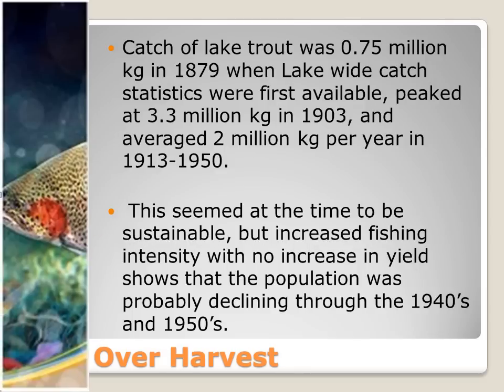Total catch rates for lake trout in all lakes peaked in 1903 at 3.3 million kilograms, but dropped drastically from 1913 to 1950 to 2 million kilograms per year. The consistent overfishing during this period was thought at the time to be sustainable, but is now known to be the leading cause in the population's decline.